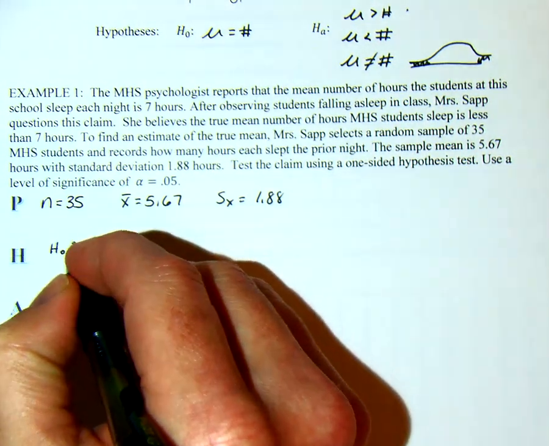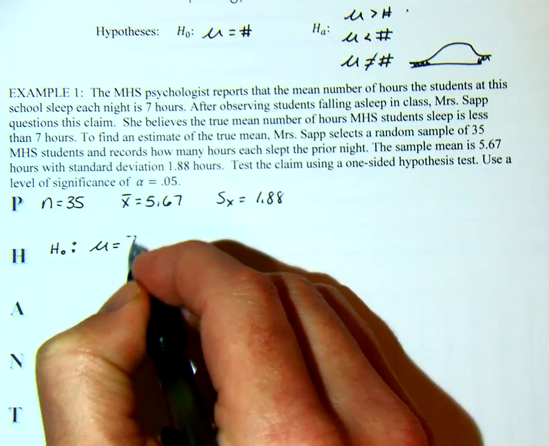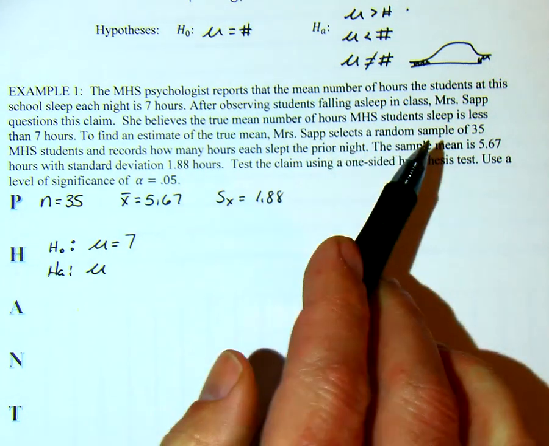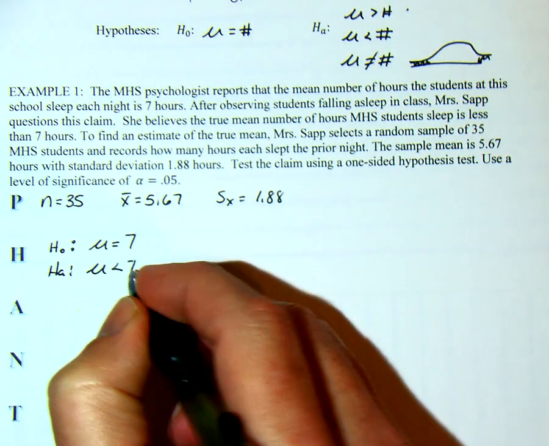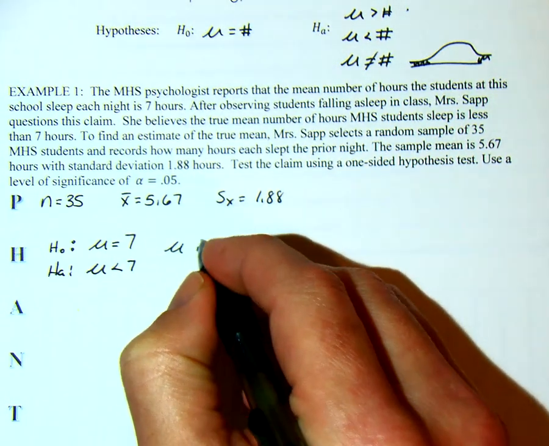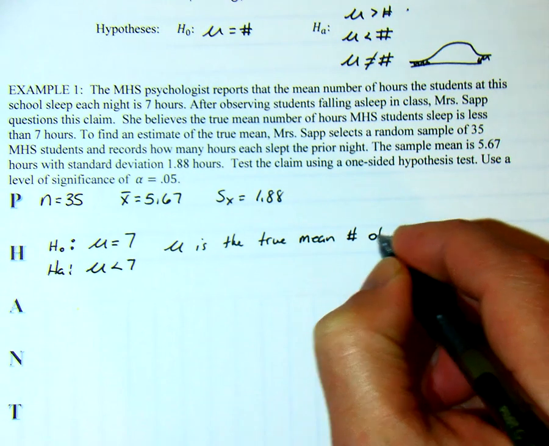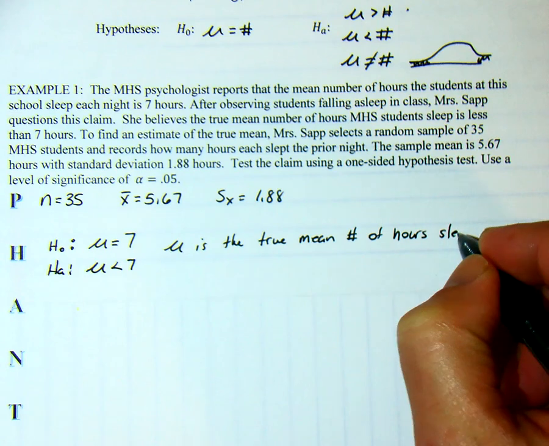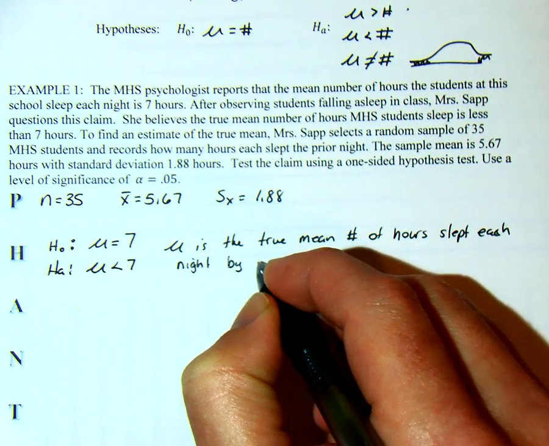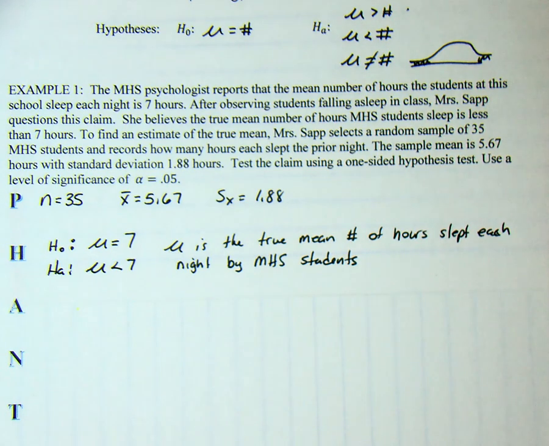So when we're stating our hypotheses, we're going to have a null hypothesis. That null hypothesis is a statement of equality. We're going to test this against the psychologist's claim of 7 hours. Our alternate hypothesis is what we're testing against. Mrs. Sapp thinks that because everybody's fallen asleep, it has to be less than 7 hours. So that's what I'm going to test against, less than 7 hours. And now that we introduced that variable, that population mean, mu is the true mean number of hours slept each night by MHS students.